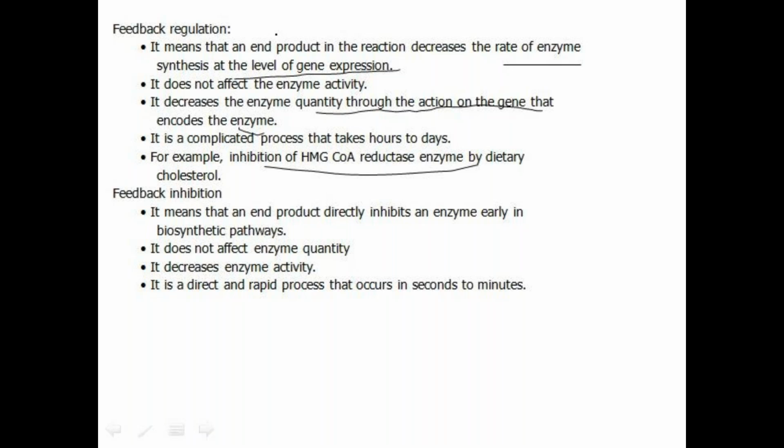And next, coming to feedback inhibition. What is meant by feedback inhibition? In feedback inhibition, the end product directly inhibits the enzyme, the early enzyme in the biosynthetic pathway. The early enzyme is the first enzyme involved in the metabolic pathway, and it is inhibited by the end product. It does not affect the enzyme quantity, and it is a direct and rapid process that occurs within a second. That is the difference between feedback regulation and feedback inhibition.